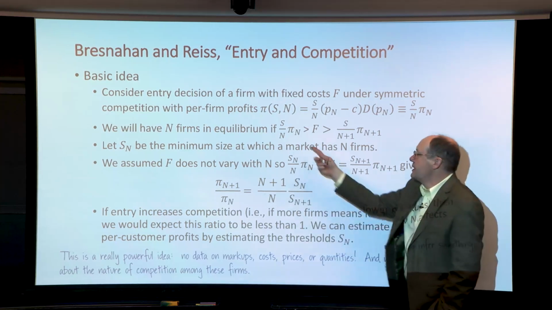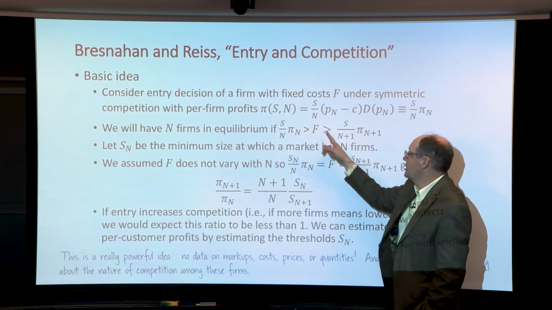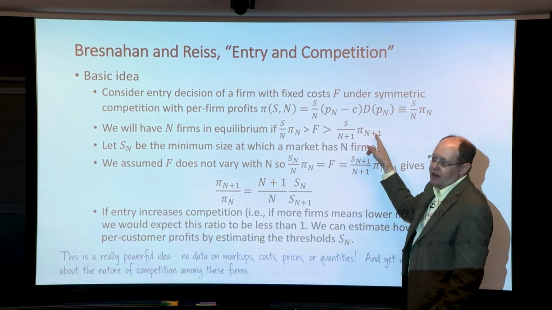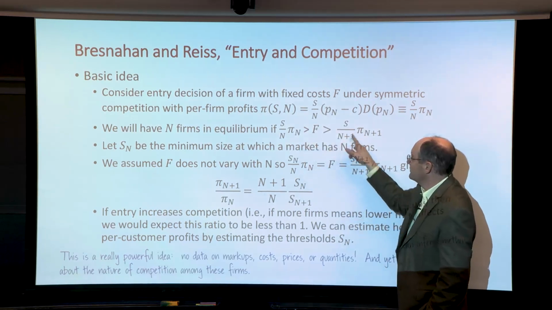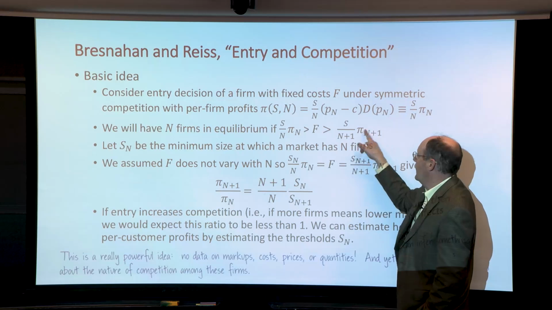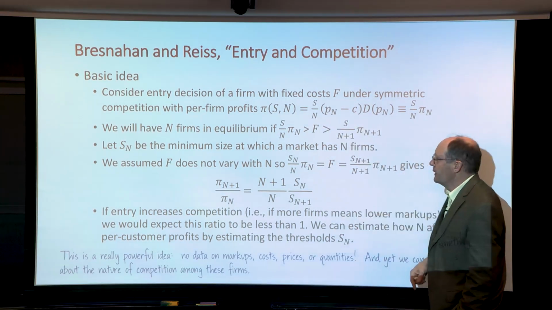We're going to have n firms in equilibrium if S over n times pi n is bigger than the fixed cost, but S over n plus 1 times pi n plus 1 would be less than the fixed cost. And obviously this is smaller than this, both because you're dividing the city into more fractions, and the per customer profit goes down because the price goes down.